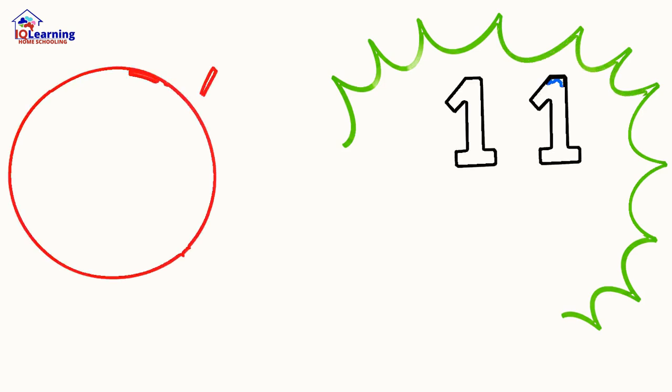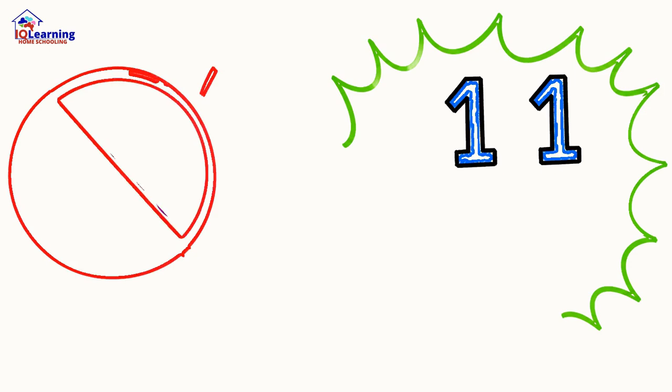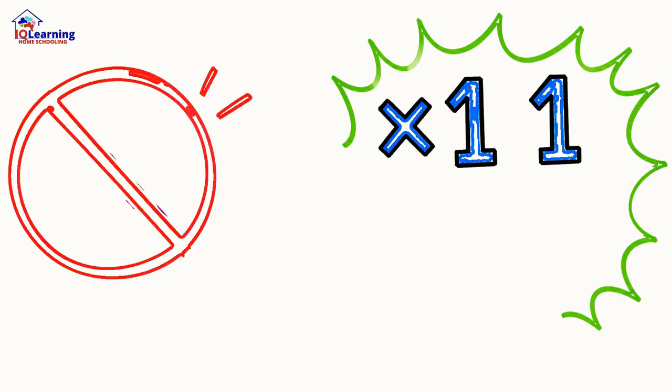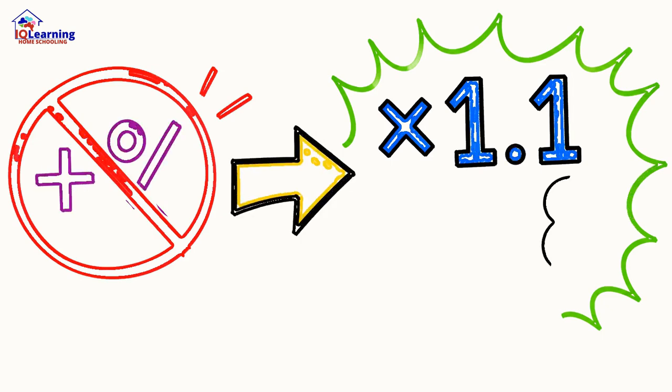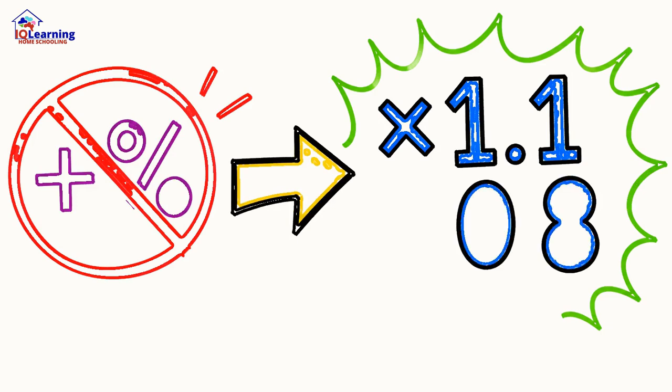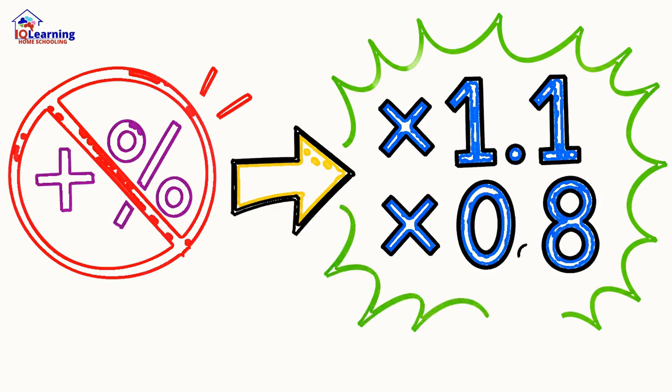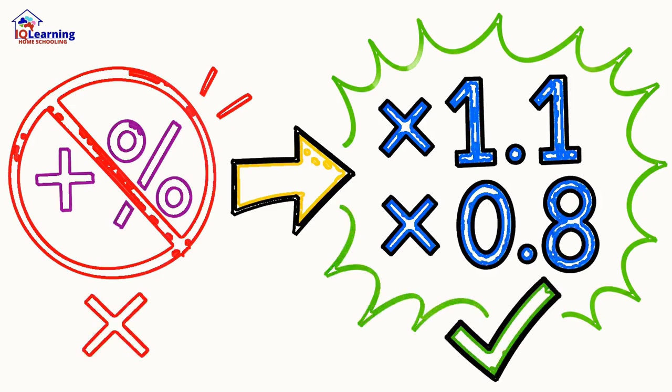It all comes down to one powerful shift in thinking. Stop adding percentages and start using multipliers. To increase something by 10%, you don't add, you multiply by 1.1. For a 20% discount, you multiply by 0.8. This one change unlocks everything.